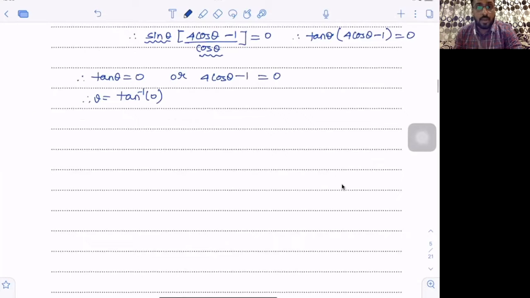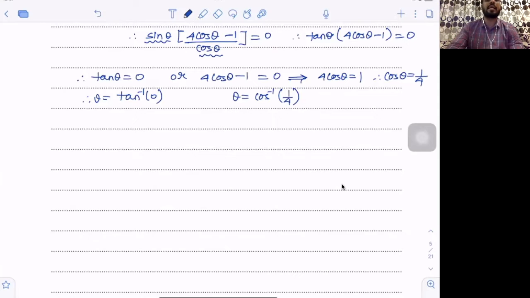So 4 cos theta minus 1 equal to 0 also implies that 4 cos theta becomes equal to 1, which implies cos theta is equal to 1 upon 4, right? I have simplified it in terms of cos. So from here, I can say theta becomes equal to cos inverse of 1 upon 4, right? So theta is tan inverse of 0 or theta is cos inverse of 1 upon 4. So again, students, we are going to take the calculator, and in this we are going to find the values of tan inverse of 0 and cos inverse of 1 upon 4.